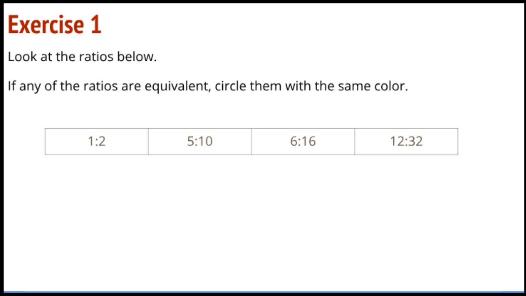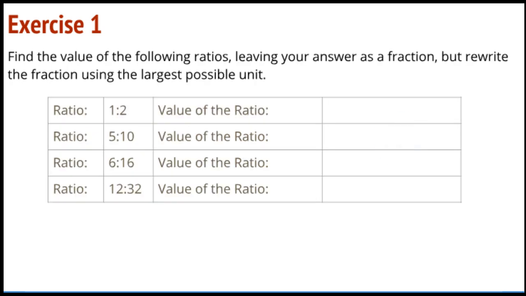Now, being equivalent means that they are going to have the same value. So let's take a look at this next part of Exercise 1. We are going to find the value of the following ratios. And it says we're going to leave the answer as a fraction. We don't have to do the division. Yay! But we need to rewrite the fraction using the largest possible unit. Another way of saying this is that we need to write the fraction in simplest form.